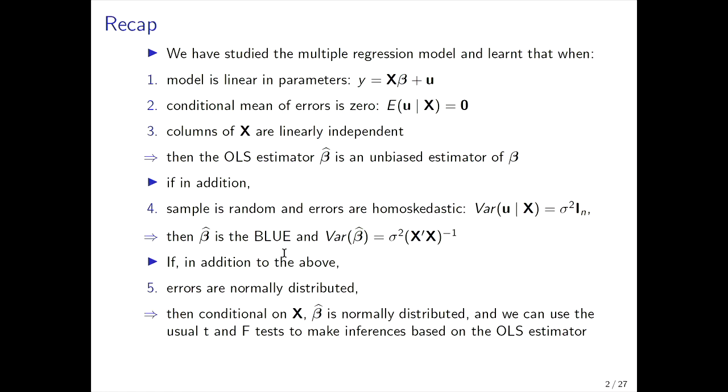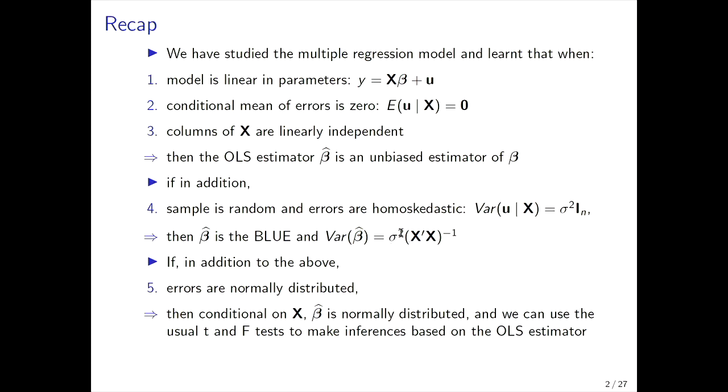If the errors are hetero, or equivalently the dependent variable is hetero, the OLS estimator is no longer the best linear unbiased estimator. And furthermore, the formula for the variance of the OLS estimator is no longer given by sigma squared (X prime X) inverse. And that's pretty obvious here, right?